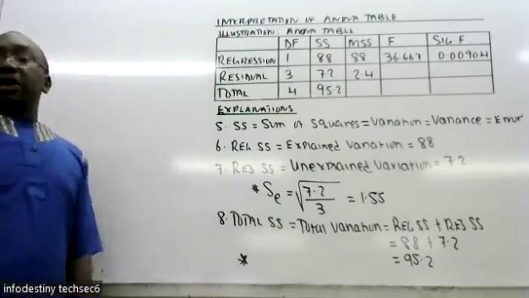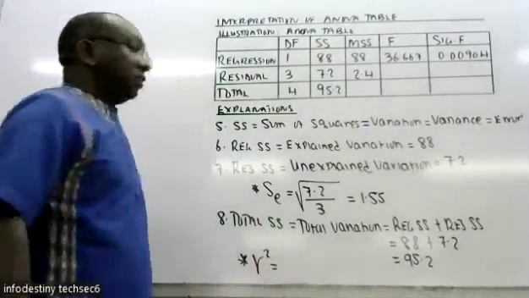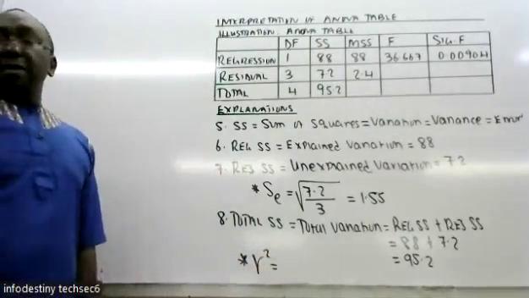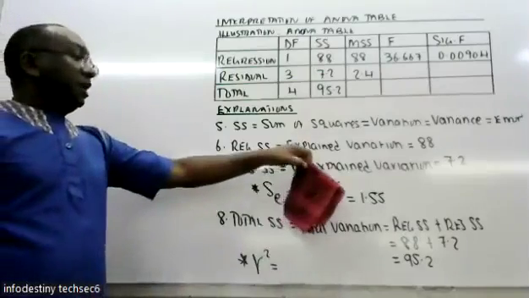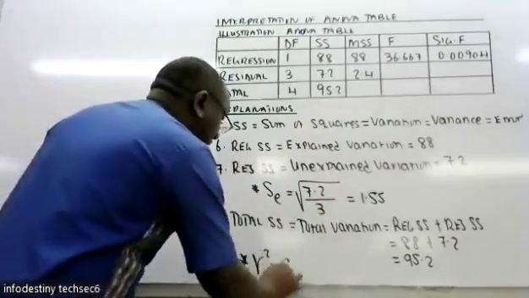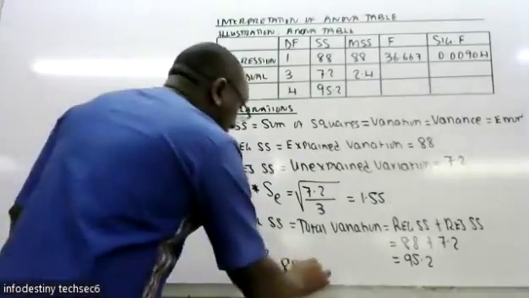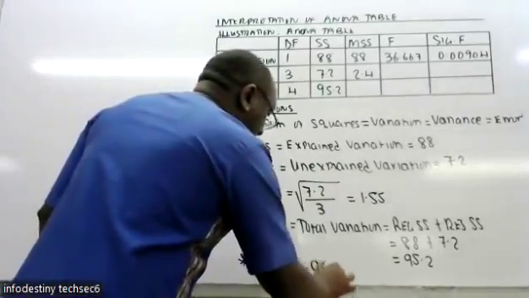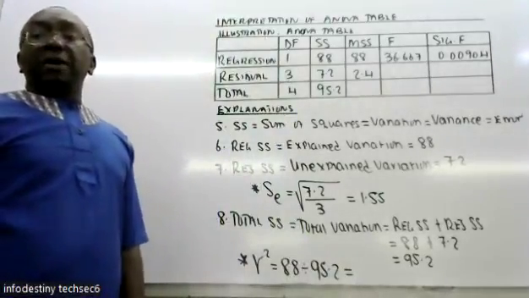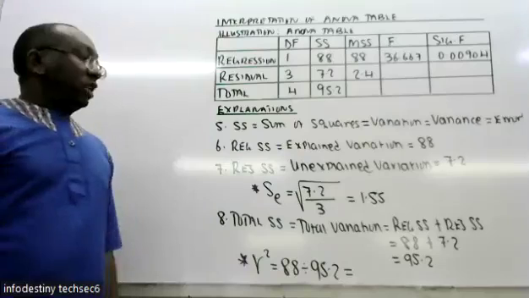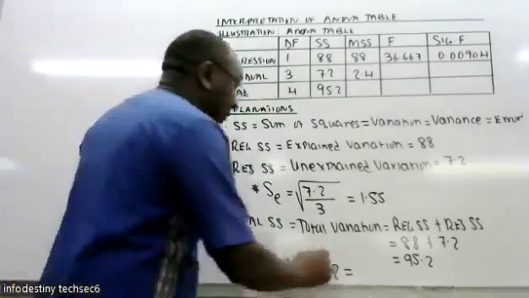Now, here you can compute R squared. If you remember the formula we gave for R squared, it is the explained variation, that is 88, divided by the total variation, 95.2. You can either give it as a decimal or multiply by 100. Give it as a decimal, to 2 decimal places: 0.92.